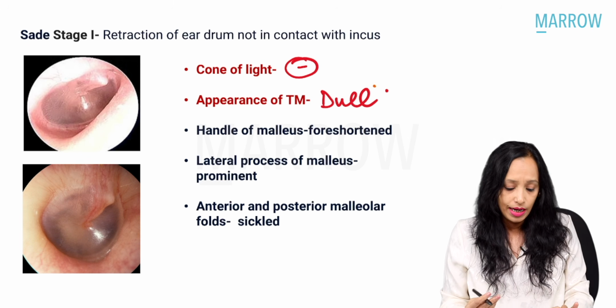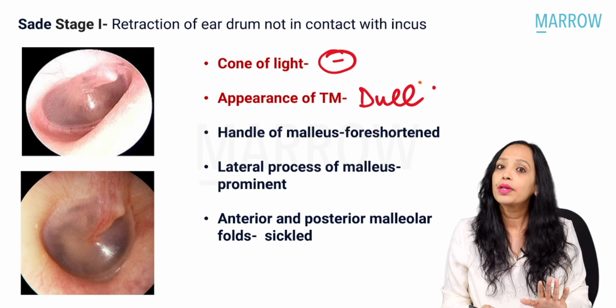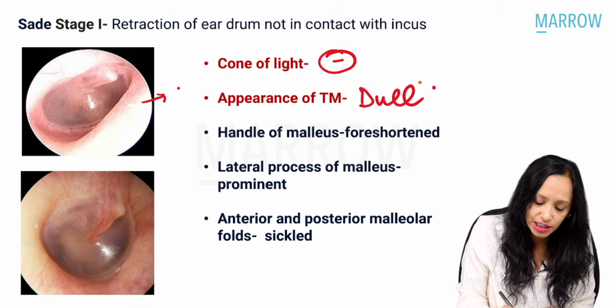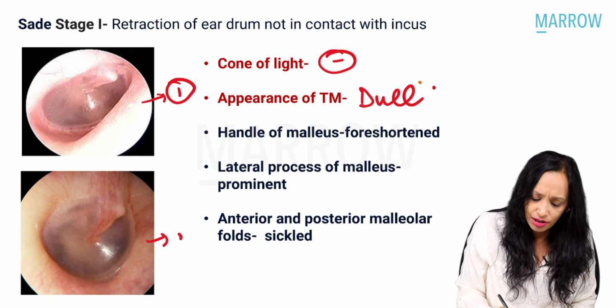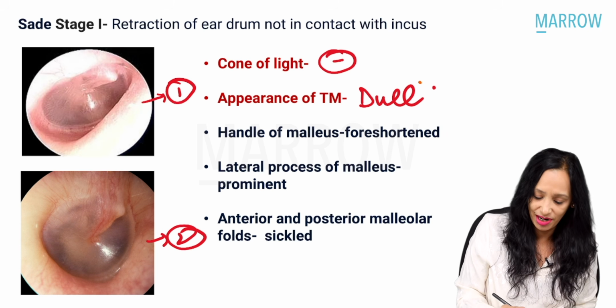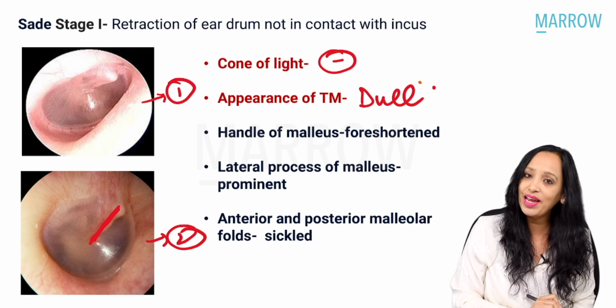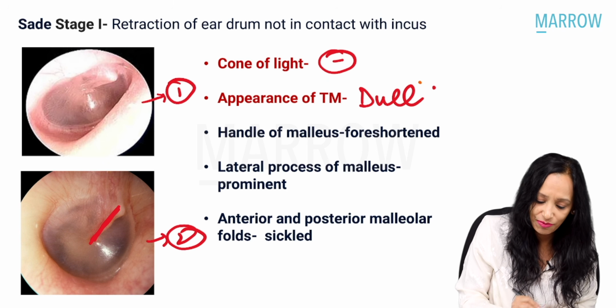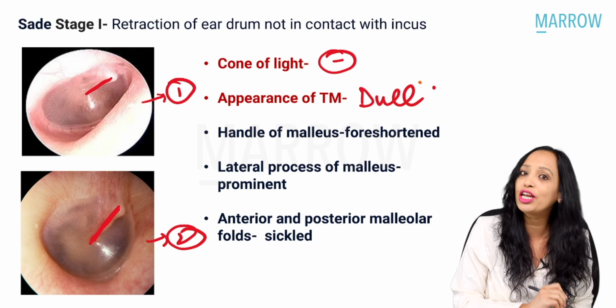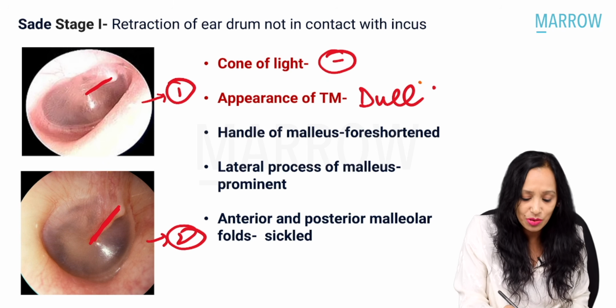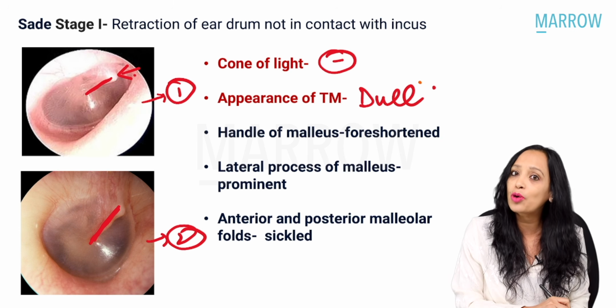So now let us see what we are seeing in this tympanic membrane in the first picture. The second picture is the normal tympanic membrane. Here just see the handle of malleus. Yes, now see in the first picture, can you see the foreshortening of the handle of malleus? Can you see that the lateral process is so prominent?